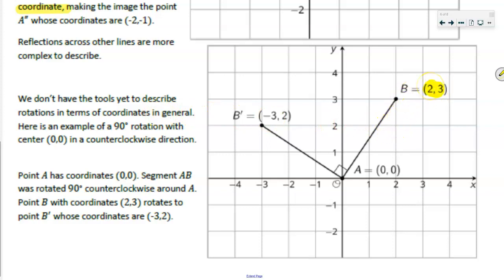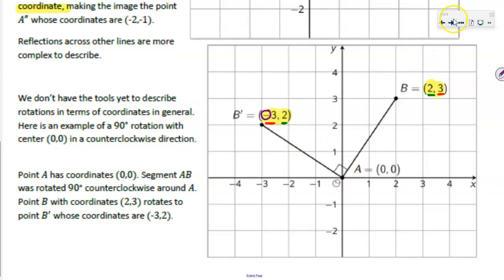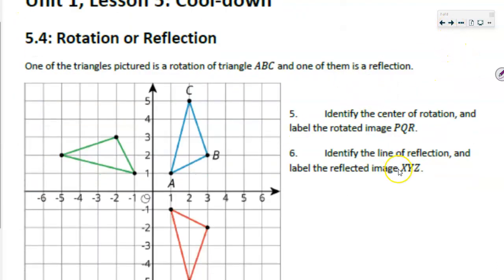So (2, 3) rotated is (-3, 2). Again, we can see some interesting things like the x value is now the y value. That y value is now the x value, but we have this extra piece where we've got an opposite involved. So we have some interesting things happening here. I want you to put that to practice now.